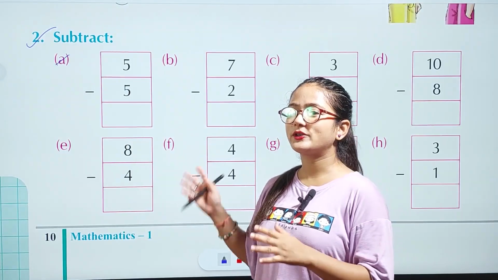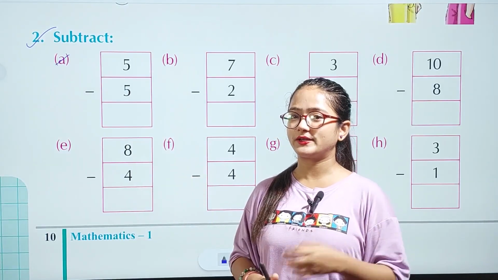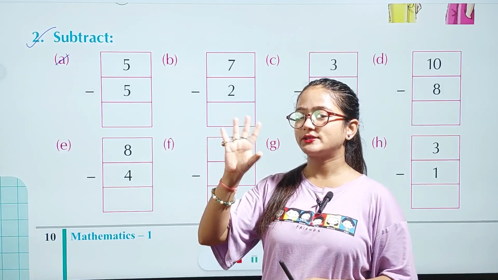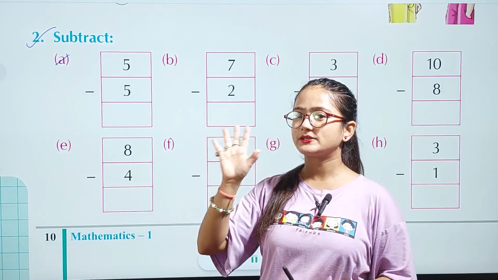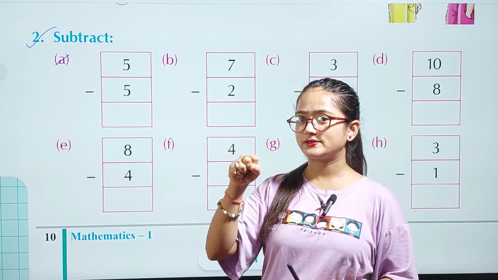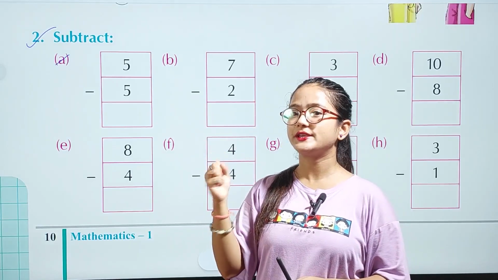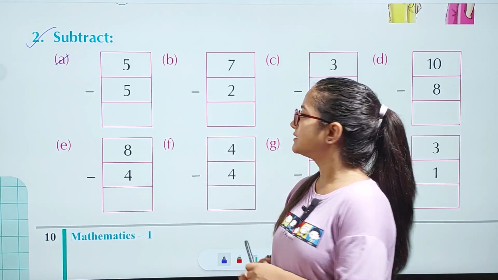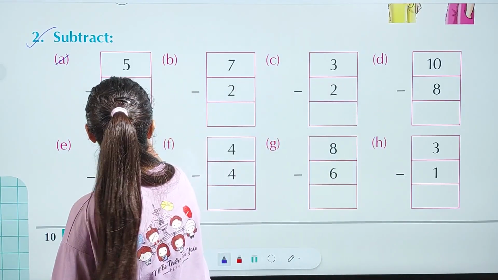You can also do this subtraction with the help of your fingers. Just take out the 5 fingers from one hand, and then close those 5 fingers. So how many fingers are left? 0. No fingers are there. So write down number 0.